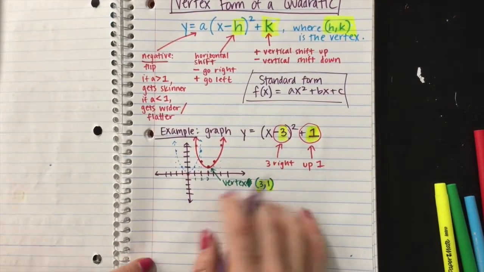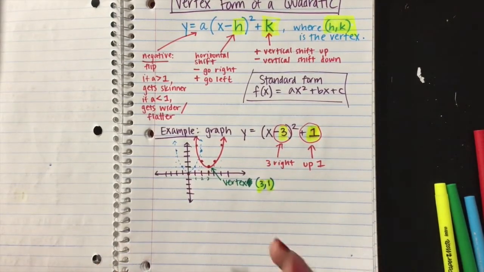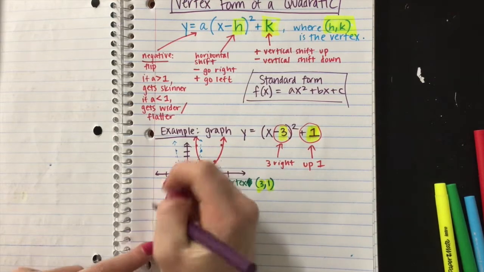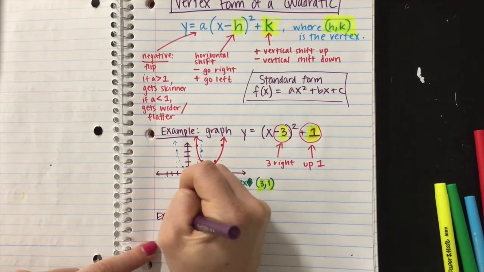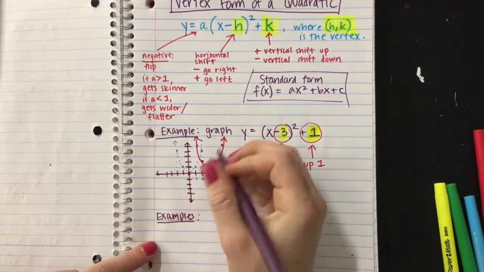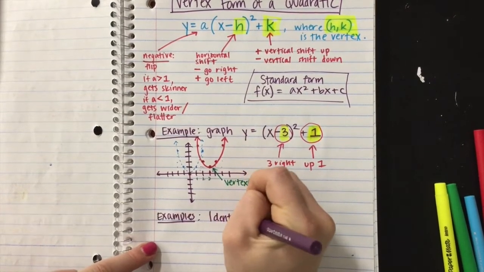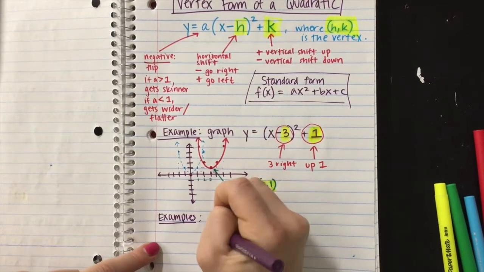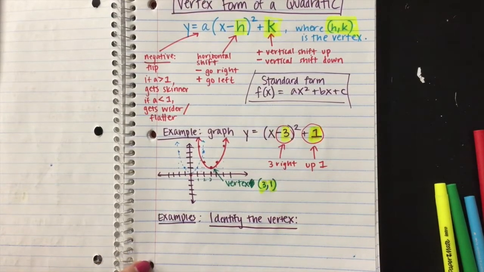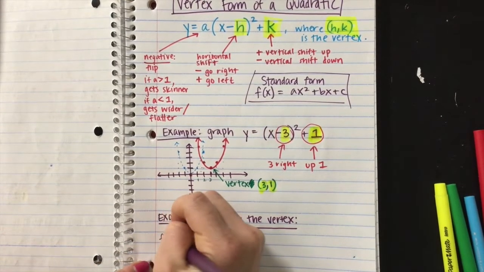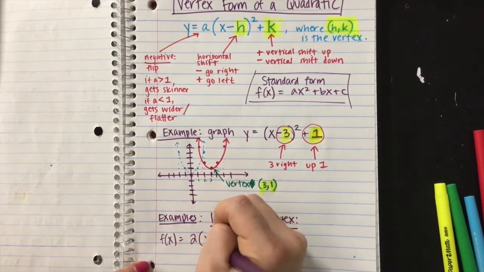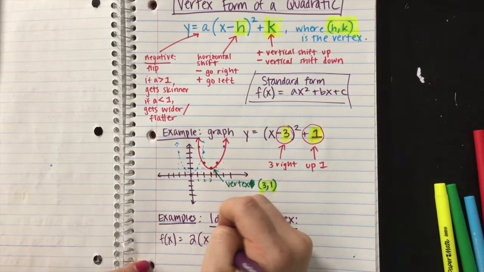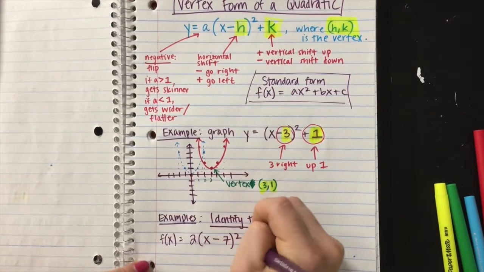Just as another example, I won't make you graph them, but I want you to be able to identify the vertex easily from the equation. So some other examples. All I want you to do is identify the vertex. So here, let's say we had f of x is equal to 2 times x, I don't know, minus 7 squared plus 3.